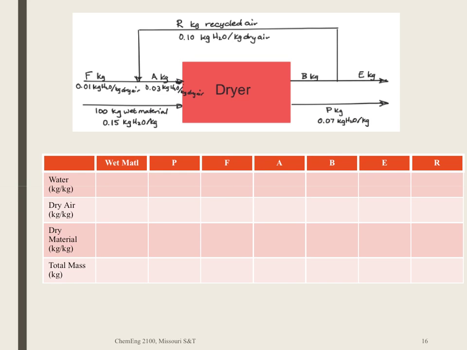So, again, we'll just go through this again. I have 0.15, 0, and 0.85, and 100. That has not changed. 0.07, 0, 0.93, and P. Again, that has not changed. But now, I know that in all these streams, first of all, I have no dry material. I don't know the flow rates. Using these mass fractions isn't going to change that.